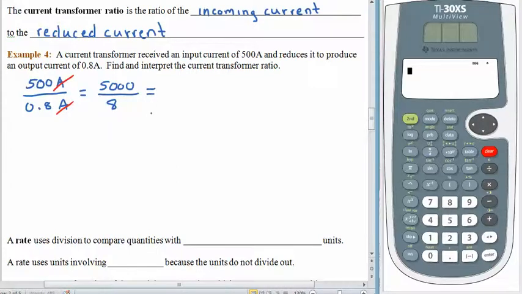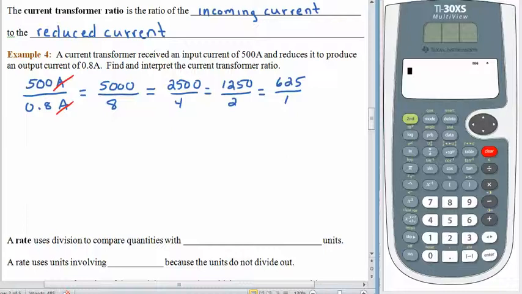Let's talk about common factors. Any common factors? Well, certainly 2 is a common factor. That would give us 2,500 in the numerator and 4 in the denominator. 2 is a common factor again. That would give us 1,250 in the numerator and 2 in the denominator. Everything's still even, so 2 is another common factor. And that would give us 625 in the numerator and 1 in the denominator.